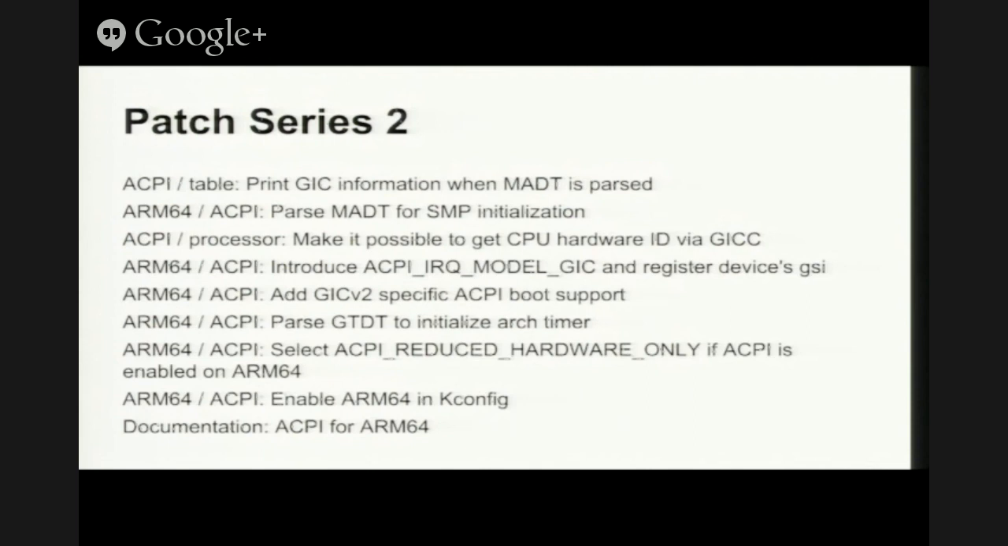And the reduced hardware. x86 ACPI is not hardware reduced, but ARM is. They are using it on other x86 sometimes, so that's for the embedded system. But for ARM, we just use the hardware reduced mode. So we will enable the hardware reduced mode on ARM64. We must use that mode.